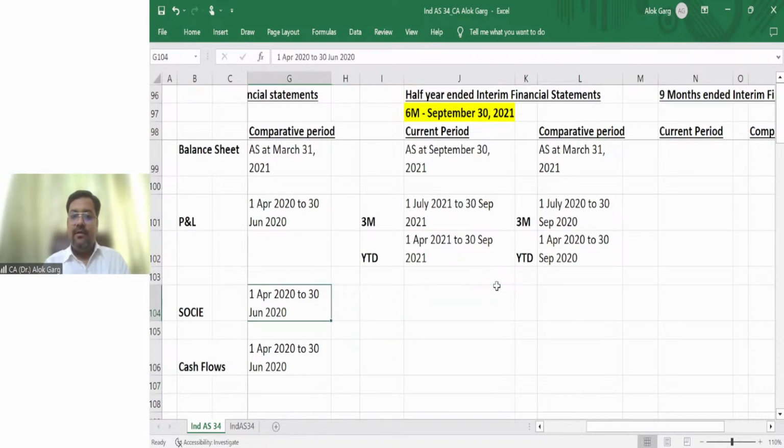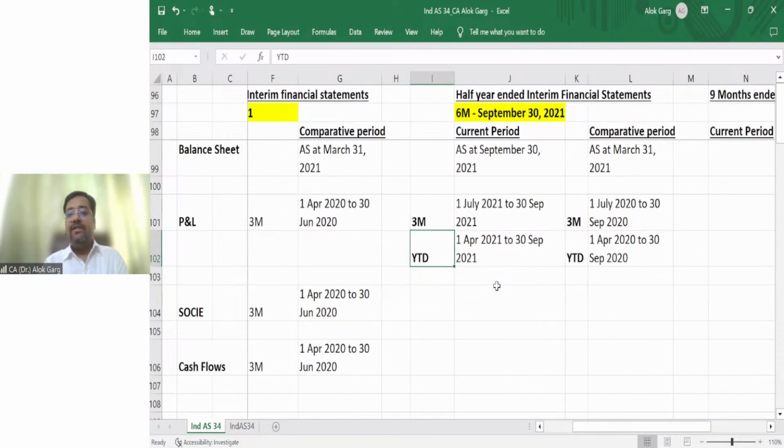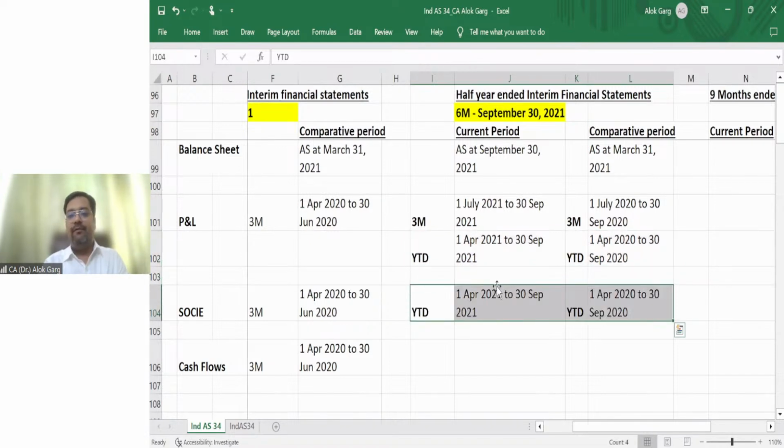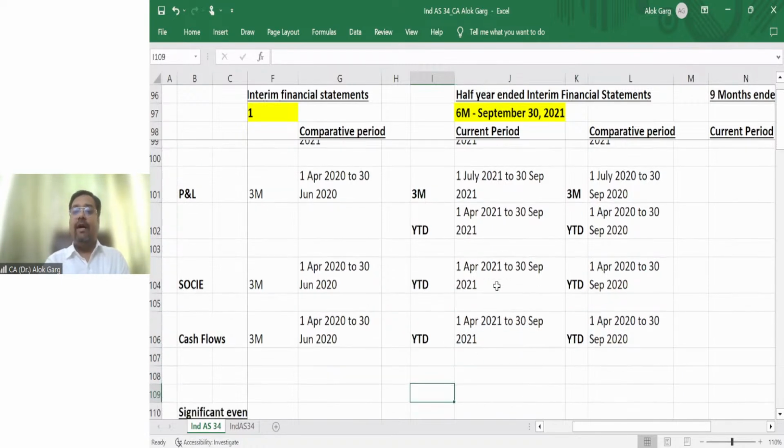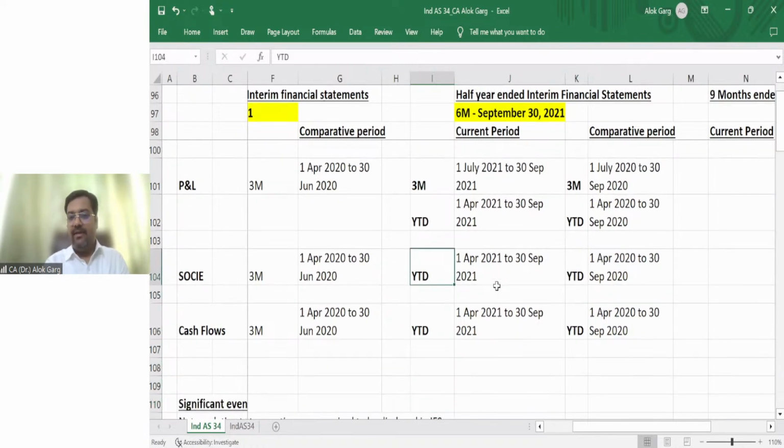Is that clear? The statement of changes in equity is only required for year to date. It is not required for the current quarter. Cash flow is also only required for year to date, meaning 6 months. Year to date means 6 months. Clear? Or do you have any doubt?